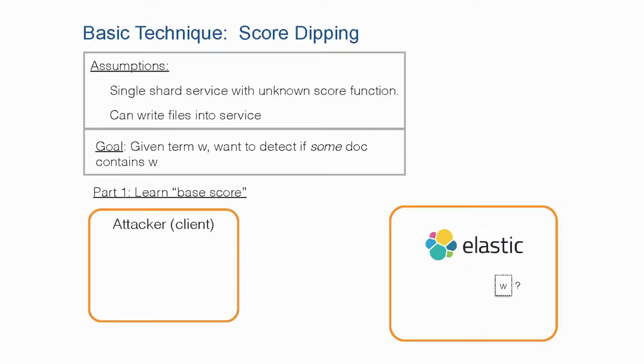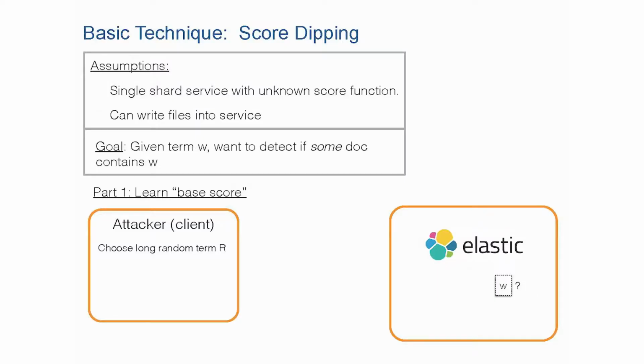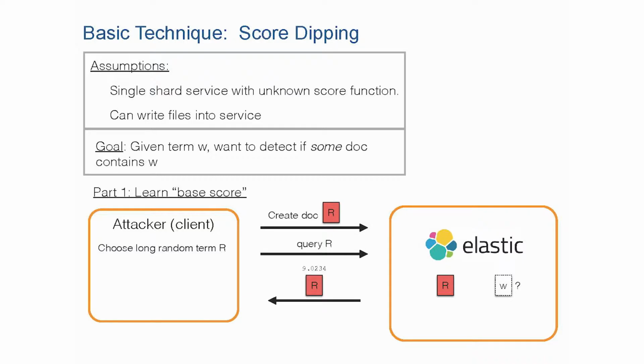The attacker is going to first establish a baseline score. This step is independent of the victim term that we're after. This attacker step will pick a long random term, think like 30 bytes, whatever, and then write that into a document and put it into the service. So now it's stored there. We know it's there. We just query for that term to get back our own document, along with the score, which is the part we're interested in. It's 9.02 or something like that. Who knows what it is? And we remember that score for the second phase.